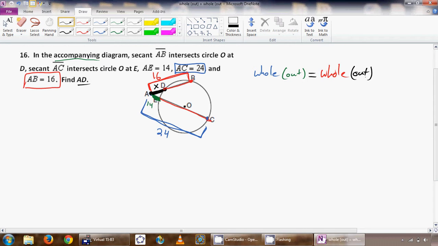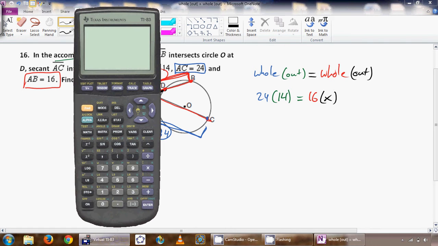So now that we have a great diagram, let's substitute. My whole secant is 24. Its outside portion is that 14. So it'll be times 14. That must equal the other whole secant, 16, times its exterior portion, its outside portion, X.